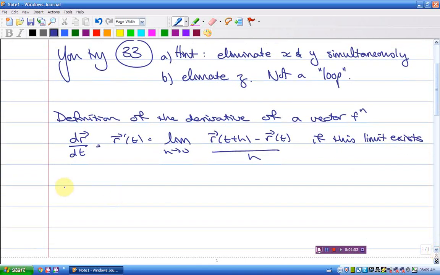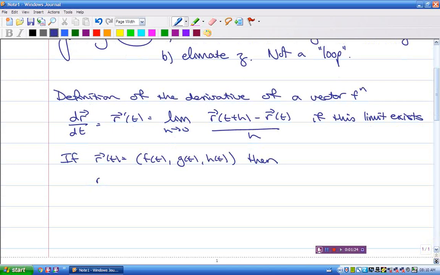Okay, that's all very well, but we'd like to actually be able to calculate answers without doing them from first principles. So it turns out that if r of t is f of t, g of t, h of t, then we can slowly and ponderously work out that r dash of t is in fact simply f dash, g dash, h dash.